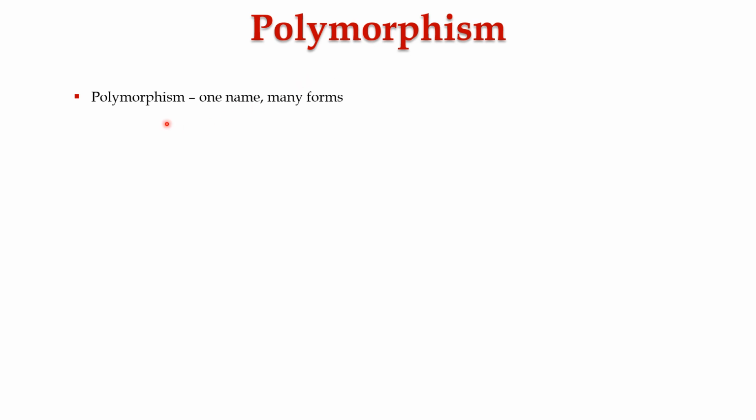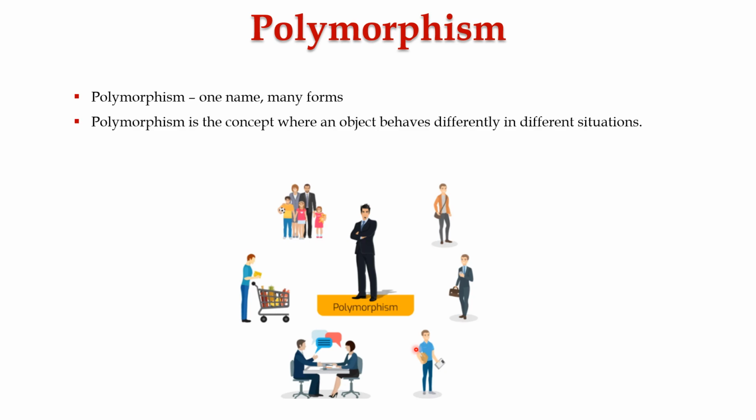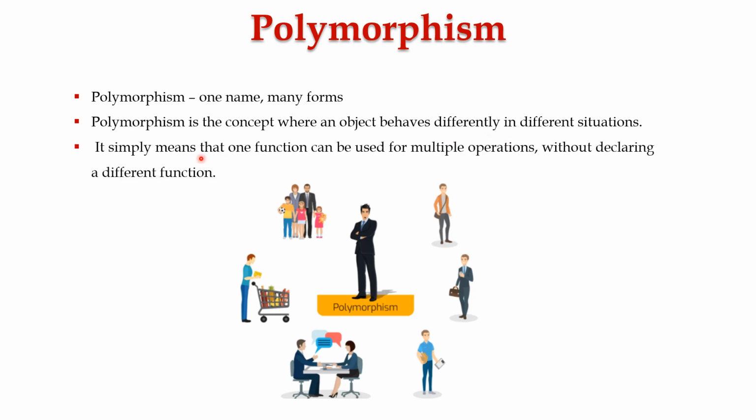Next, polymorphism. Polymorphism means one name, many forms. The picture depicts the analogy of polymorphism. Here, a person exhibits different roles in various situations. For example, a person can act as a family man at home, a customer while shopping, an employee where he is working, or a boss in a managerial position. Similarly, polymorphism is a concept where an object behaves differently in different situations. It simply means that one function can be used for multiple operations without declaring a different function.